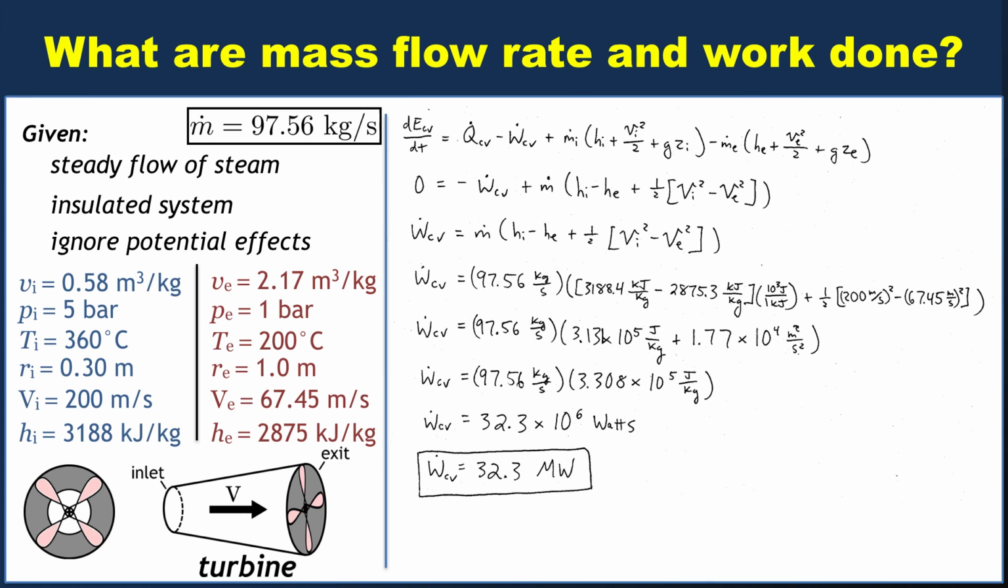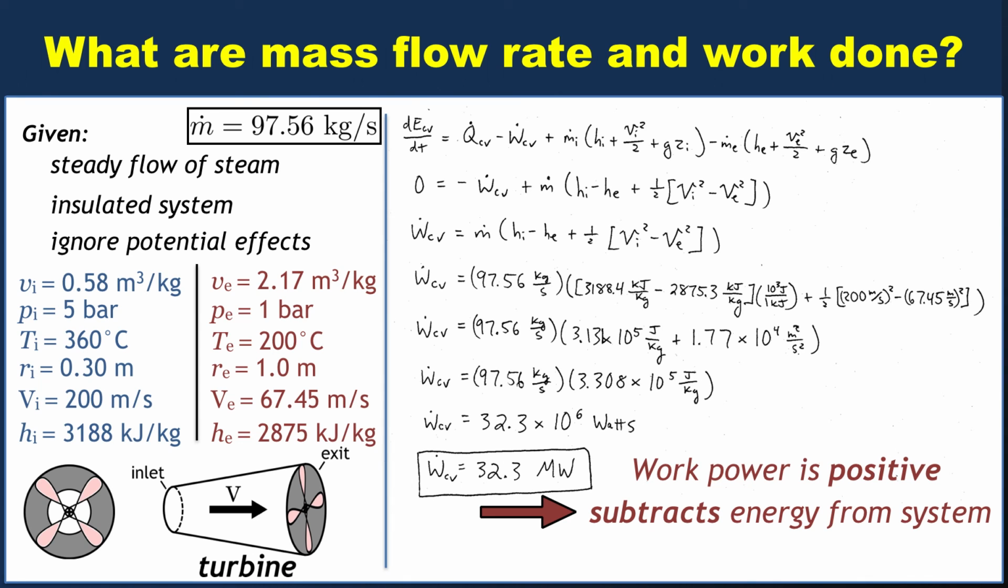We see that indeed, as predicted, the work power is positive, so that tells us that energy is subtracted from the system. Normally people worry when energy is subtracted from the system, but remember, for a turbine, that's a good thing. That means that the energy has gone into the environment to do some sort of work out there, which is exactly what you want.